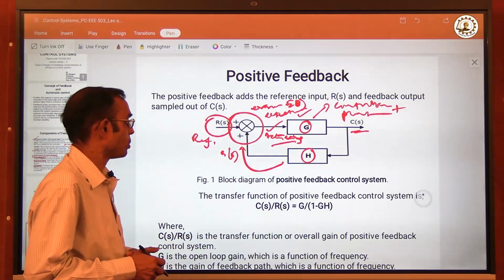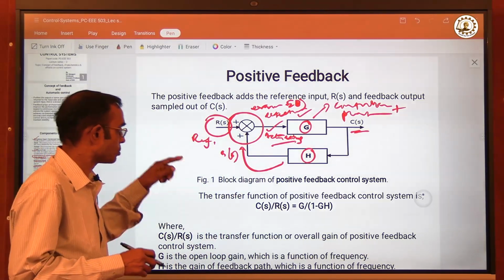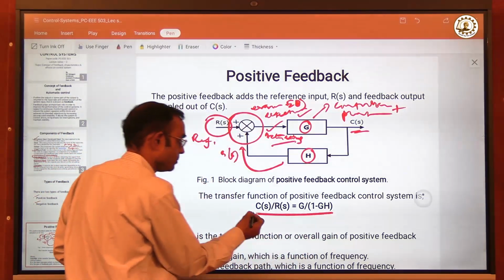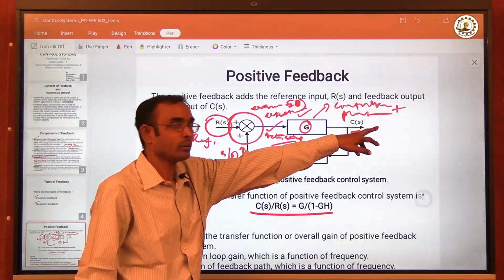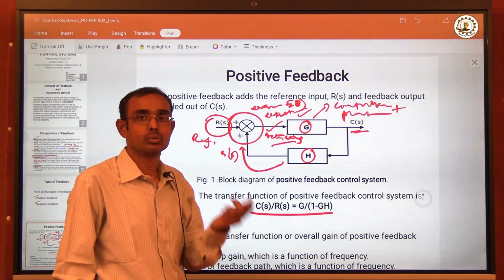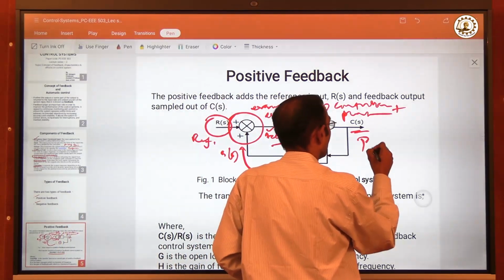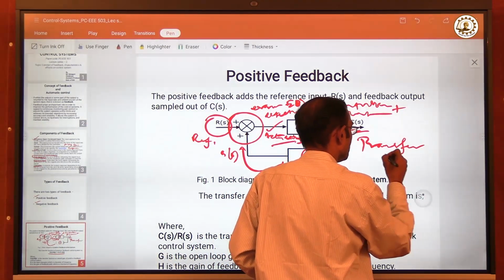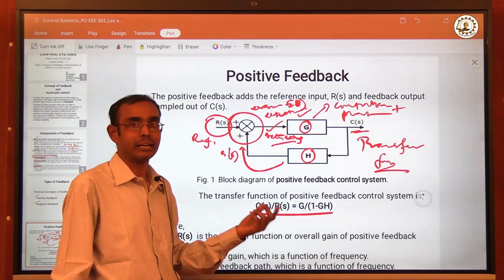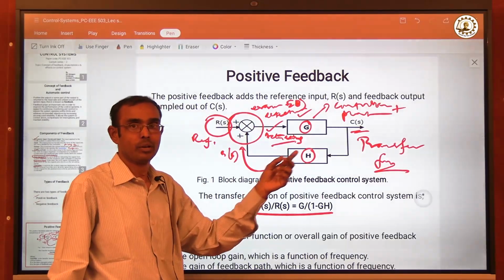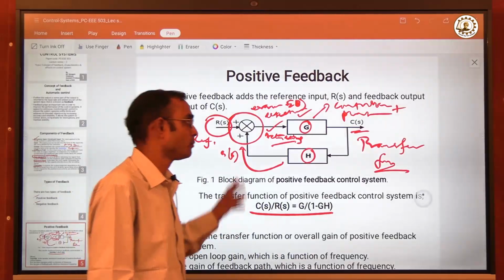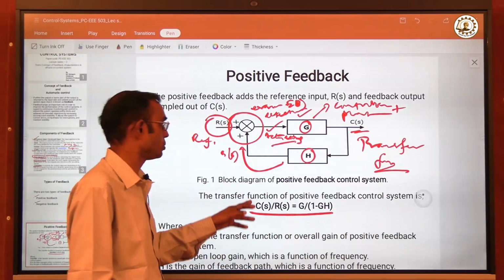Now this is the block diagram of positive feedback control system, and the transfer function for this positive feedback control system can be derived as this. C of S is the overall response, R of S is the reference, the ratio of the two is called the transfer function. Why is it called transfer function? Because this is the basic characteristic behavior of this whole system, which entails whatever input is given to the system, it will generate a particular response, and the ratio of the two is the transfer function.